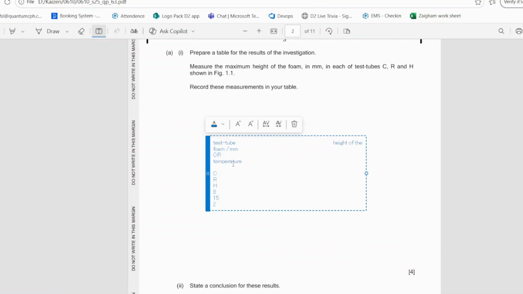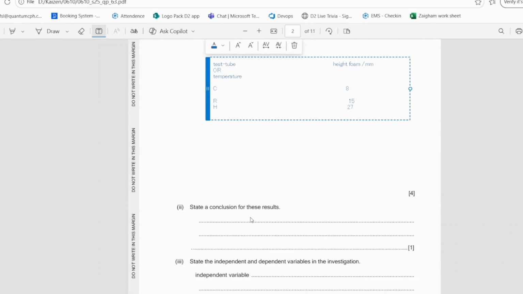So it would be like this, height of the foam in millimeters. And then in front of this, we would write: C is 8 millimeter for me, and R is 15 millimeter, and H is 27 millimeter.